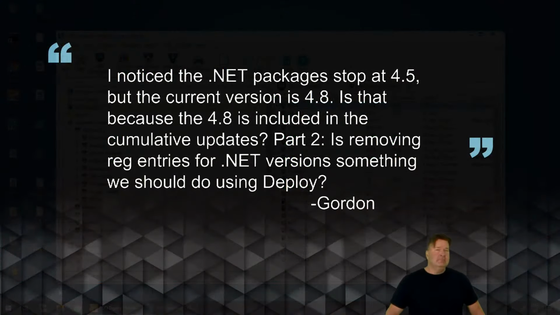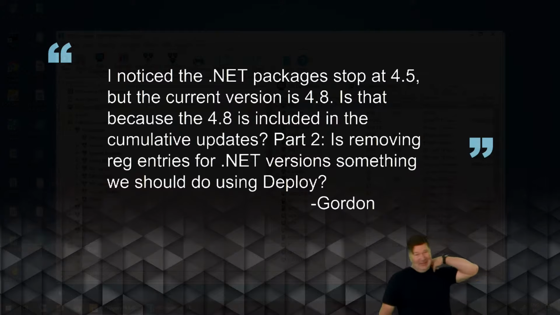Hey, Lex and Colby, I noticed the .NET packages stop at 4.5, but the current version is 4.8. Is that because the 4.8 is included in the cumulative updates? Part 2, is removing reg entries for .NET version something we should do using deploy? Thanks, Gordon. Well, I don't know the answer to the first part of that. Any thoughts on .NET? Why it's just part of the cumulative now, or?